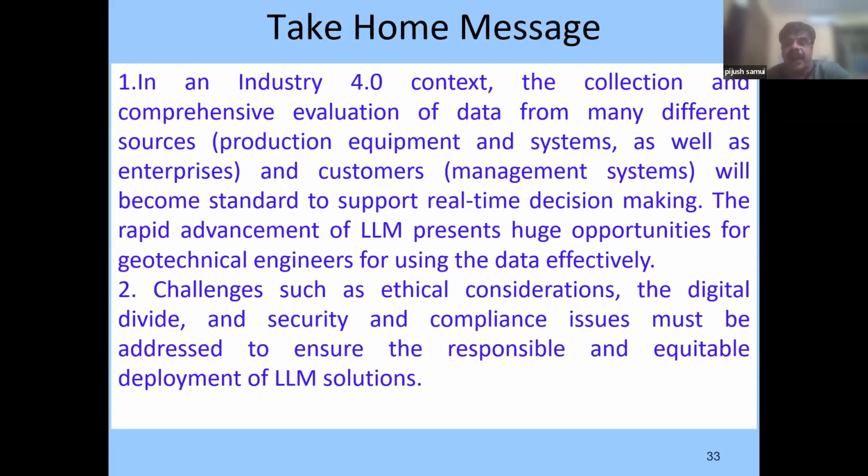The rapid advancement of LLM as well as AI presents a huge opportunity for geotechnical engineering to use data effectively. Every day, everywhere, we are getting some data set, because geotechnical testing is going on all over the world. That means there are plenty of opportunities to use this data for geotechnical correlation as well as for solving geotechnical problems. So LLM can be used effectively.